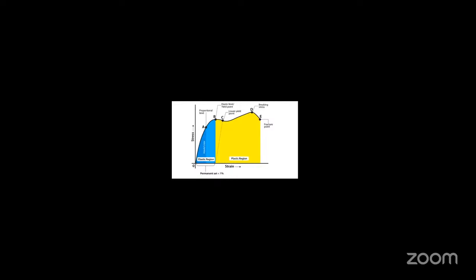So this is another graph we can use to explain Hooke's law. Here we have a graph of stress against strain. And just like the previous graph, we have the elastic region and the plastic region. The explanation is still the same.